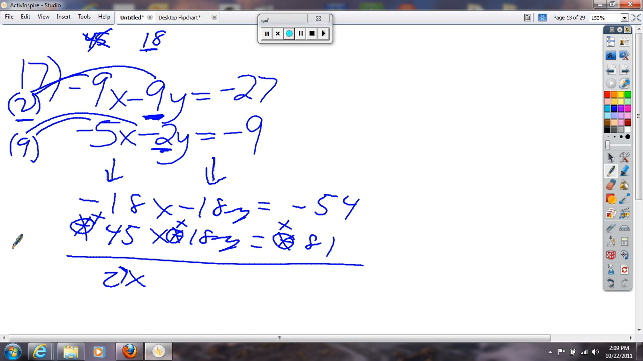27x. And then the 18y and 18y, I'm subtracting, the signs are different, so they cancel. And 27x equals 81 minus 54. And that is going to be 27. Now I divide by 27, and x equals 1.